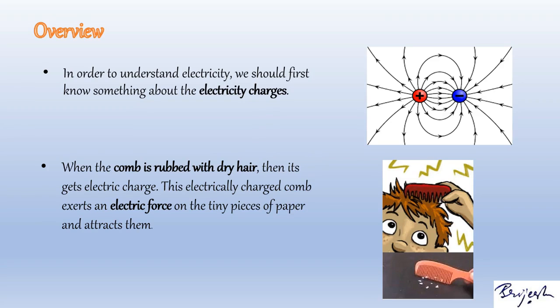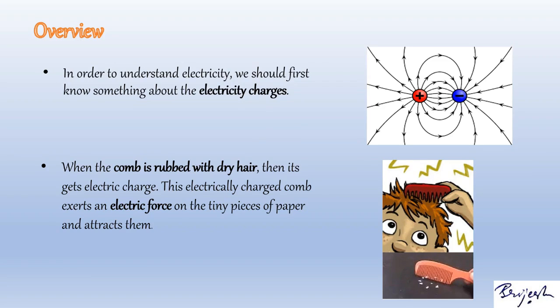In order to understand electricity, we should first know something about electric charges. So, these are discussed below. If you bring a plastic comb near some very tiny pieces of paper, it will not have any effect on them. If, however, the comb is first rubbed with dry hair and then brought near the tiny pieces of paper, we find that the comb now attracts the pieces of paper towards itself.